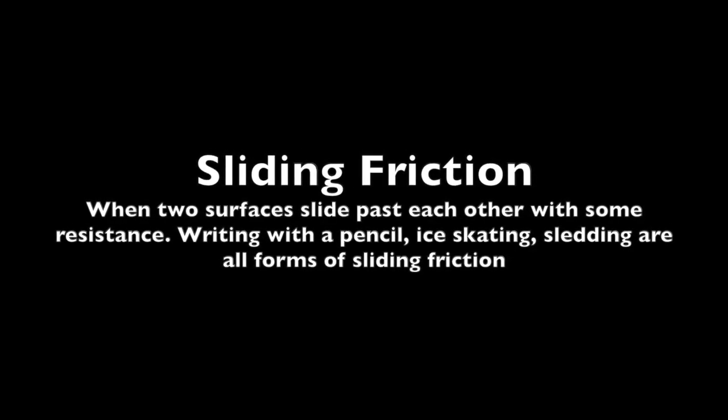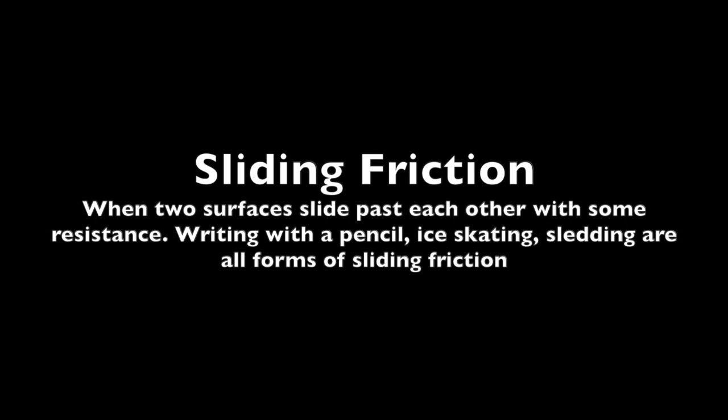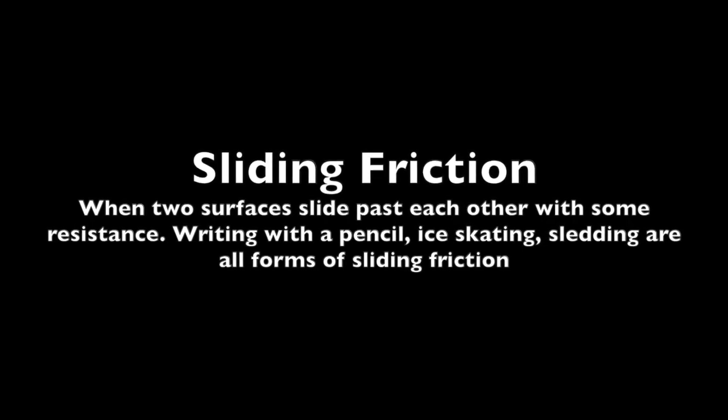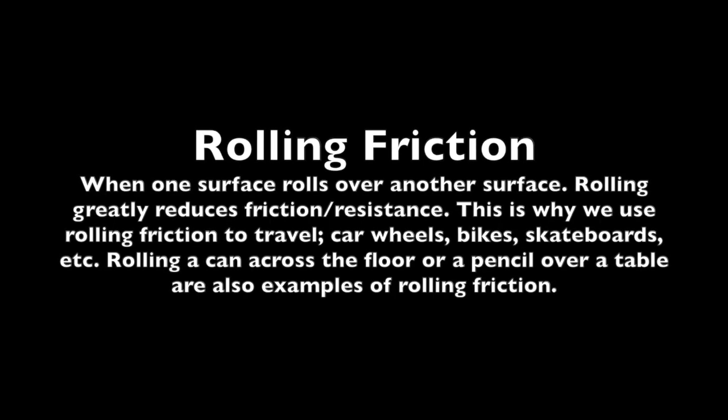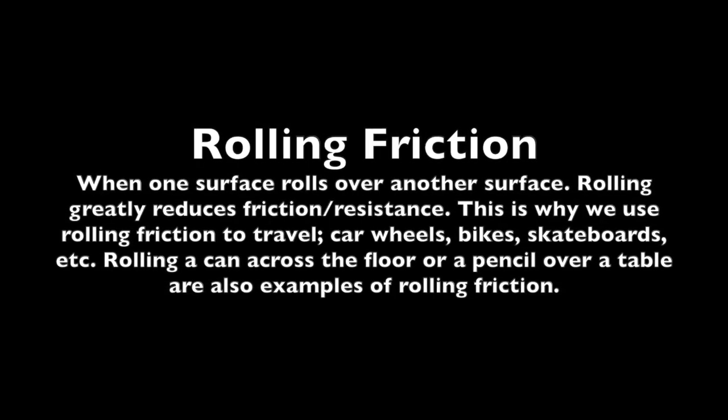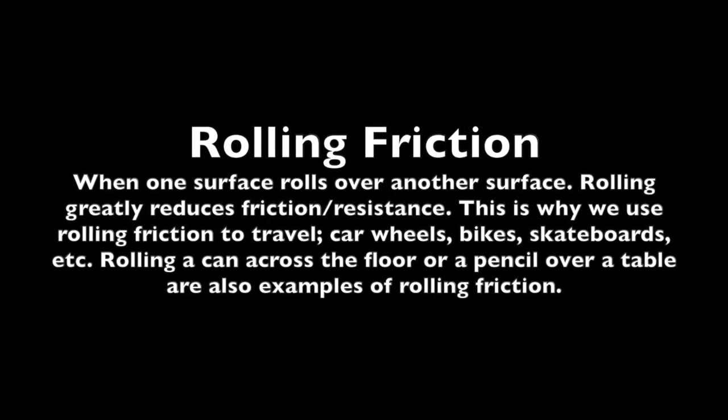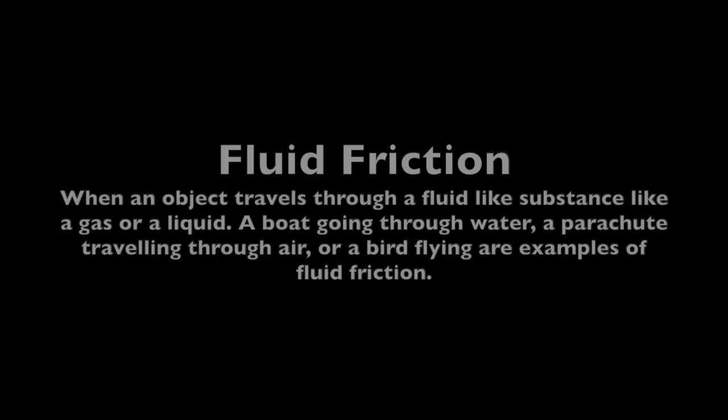Sliding friction, when 2 surfaces slide past each other with some resistance, like writing with a pencil, ice skating, or sledding. Rolling friction, when one surface rolls over another surface. Rolling friction greatly reduces resistance. This is why we use rolling friction to travel.